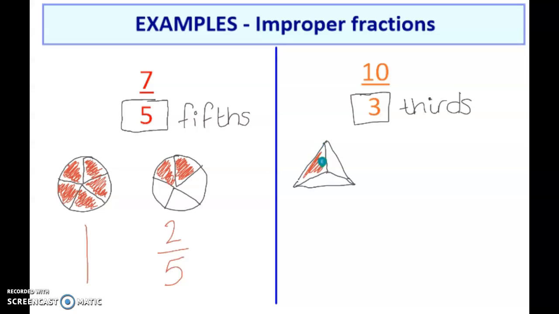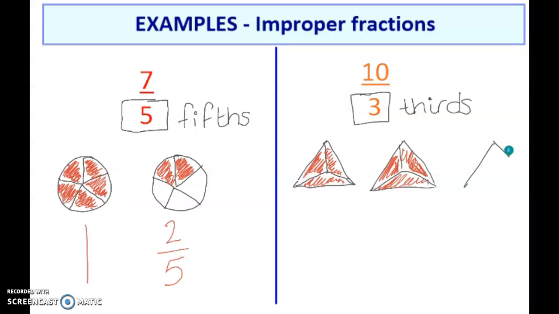1 third, 2 thirds, 3 thirds. I've run out, so I need to do another one. Let's draw another triangle. Where did I get to? 1 third, 2 thirds, 3 thirds. Start colouring in again. 4 thirds, 5 thirds, 6 thirds. Oh, I've run out again.